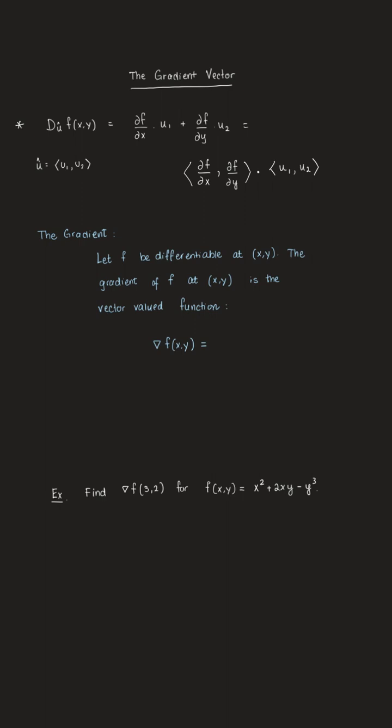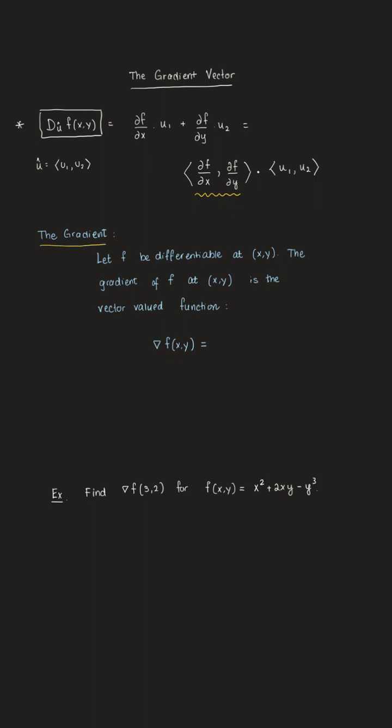So note that because this is a dot product, the directional derivative gives you a scalar value. It gives you the slope of the tangent line on the surface in the direction of u. Now, this vector is called the gradient. So let's define the gradient.